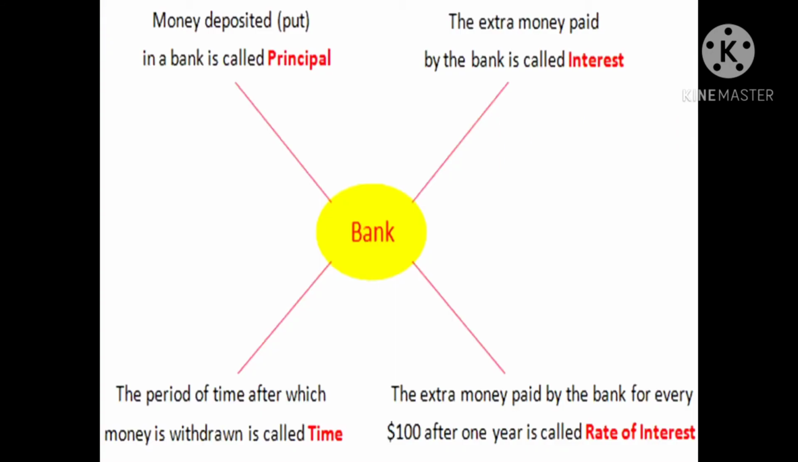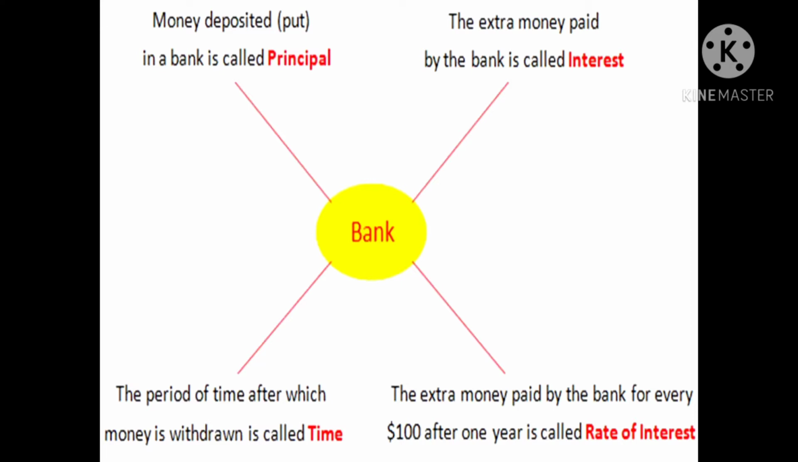The various terms used in simple interest. First of all, we are going to use principal, which you have already studied in class 5. Money deposited in a bank is called principal. Time is for how long we deposit that money. The period after which we withdraw the money is called time.